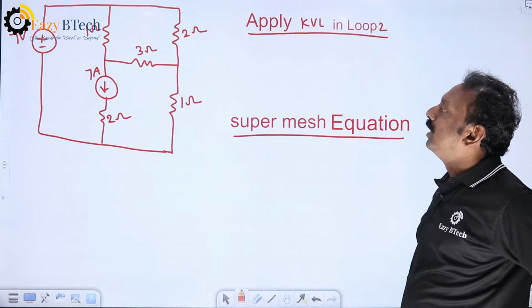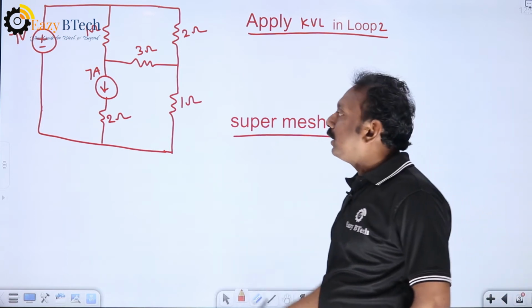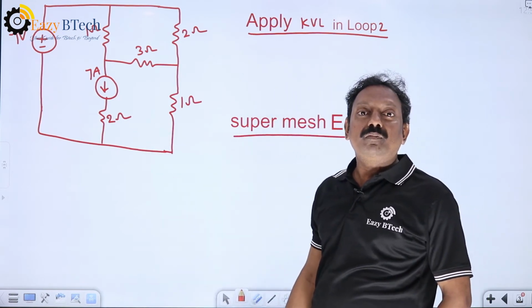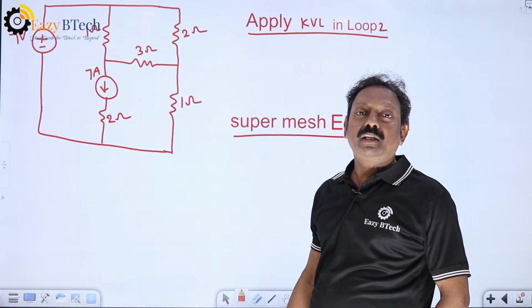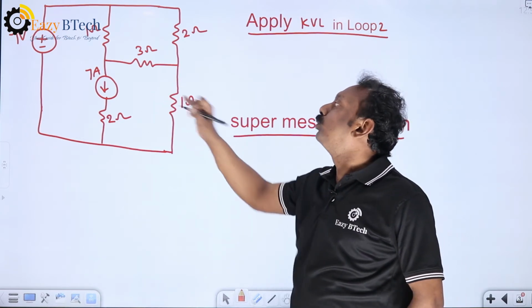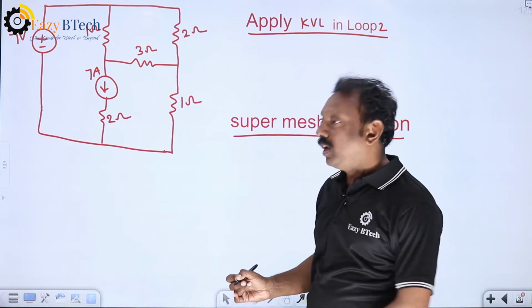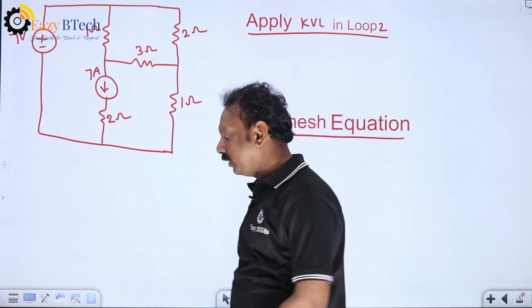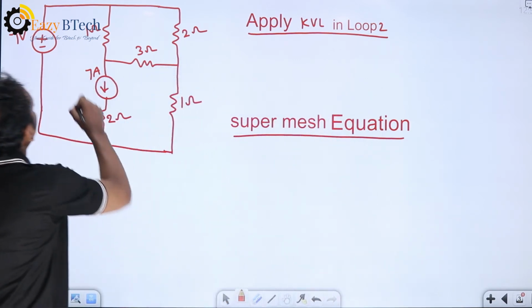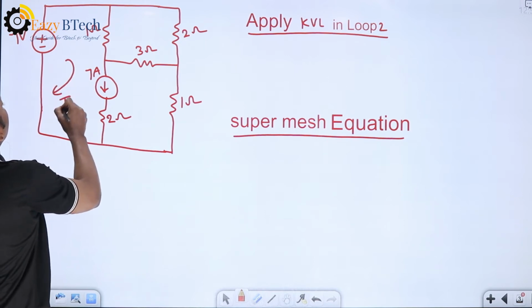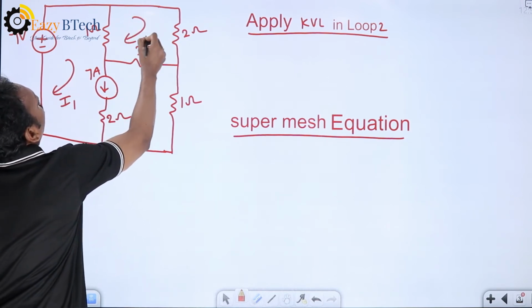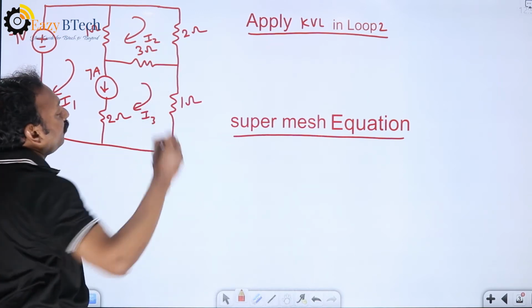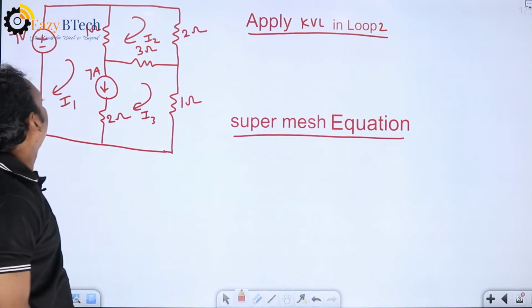In the second problem, one current source is present between the loops, so directly applying KVL is not possible. So we go for super mesh analysis. First step is to identify the total number of loops. How many loops are present in this circuit diagram? That is 3 loops. Assume the current direction always clockwise. This is I1, this is I2, and the next one I3.